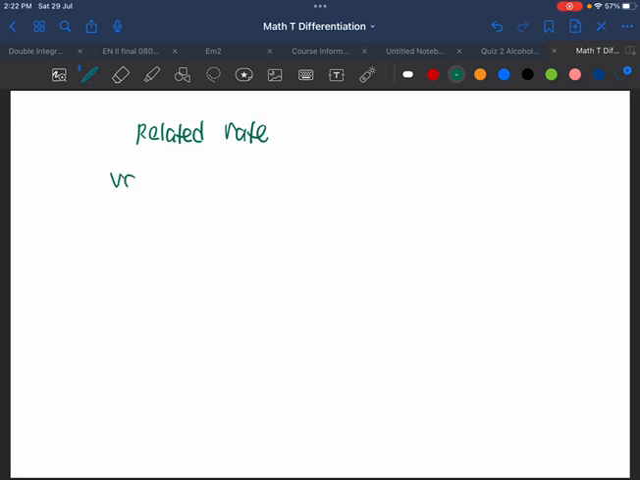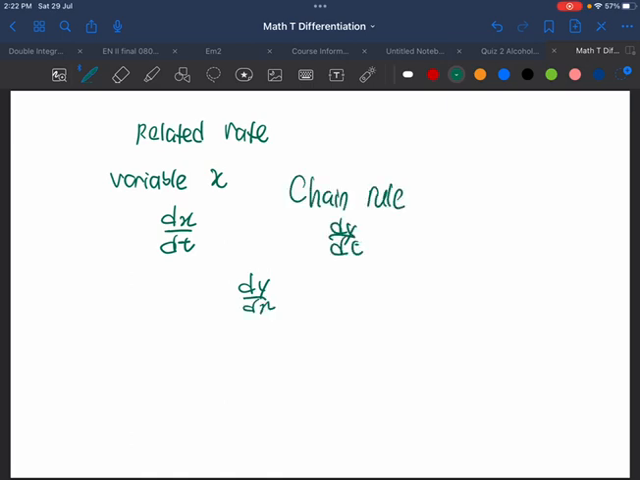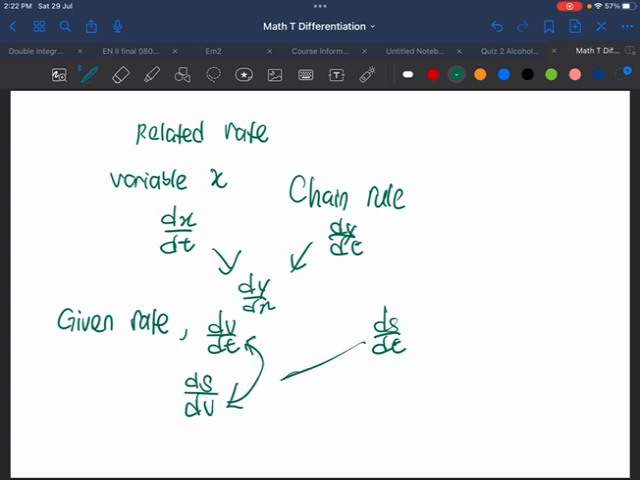Let's say I have a variable x, so we can find the dx/dt using this formula. If we want to find dy/dx, it's just like applying the chain rule. You want to find dy/dt, dx/dt, then we find the dy/dx. In this case, the question will usually give you a given rate. The given rate is usually the rate of velocity, so it's dv/dt, and you are required to find something like ds/dt, so you must find something related like dt/dx. You must find something like ds/dv, then you relate both, and you can find this.